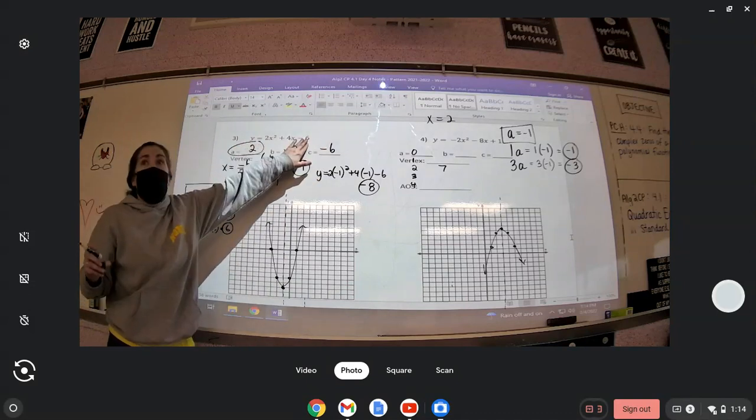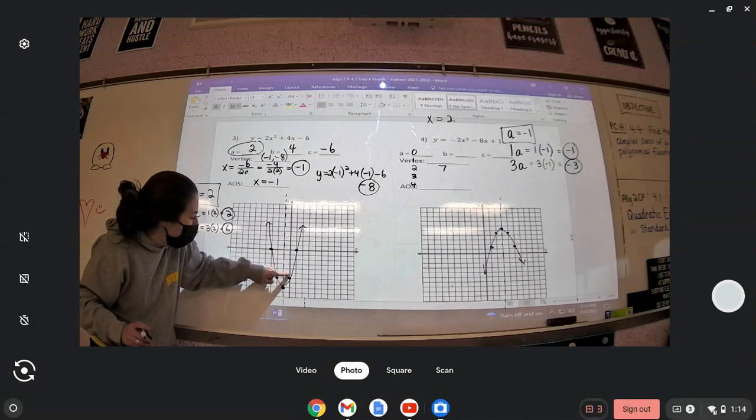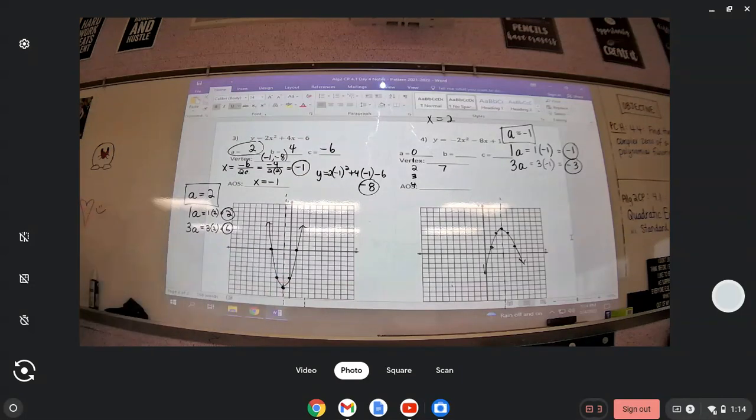Negative 6. So 0, negative 6 is your y-intercept. 0, 1, 2, 3, 4, 5, negative 6 is our y-intercept. It's finding the right points.